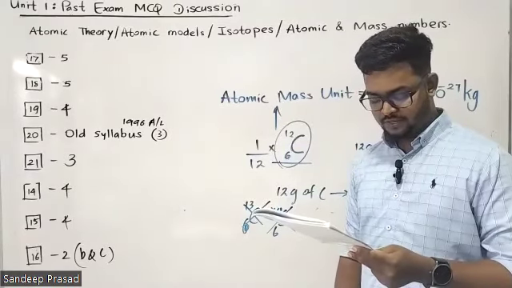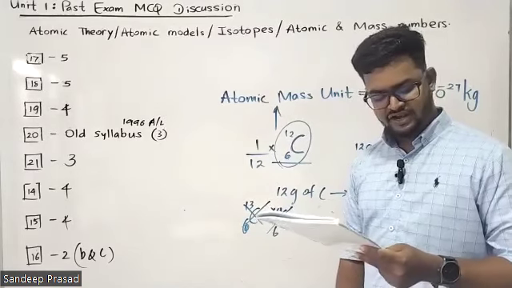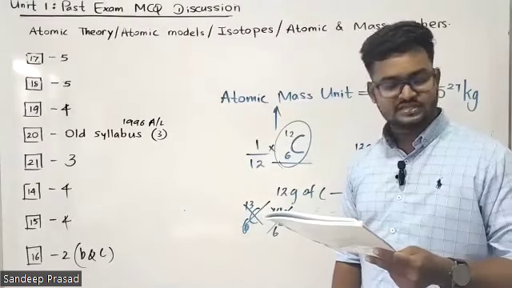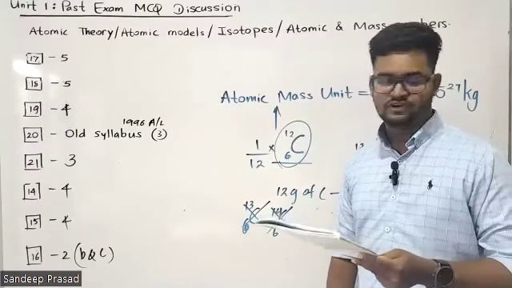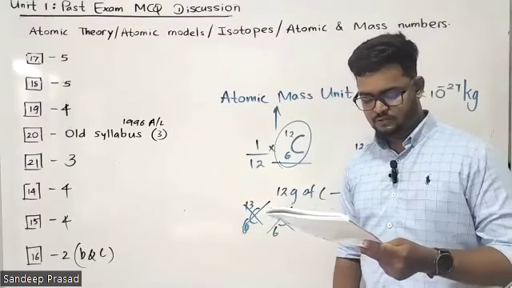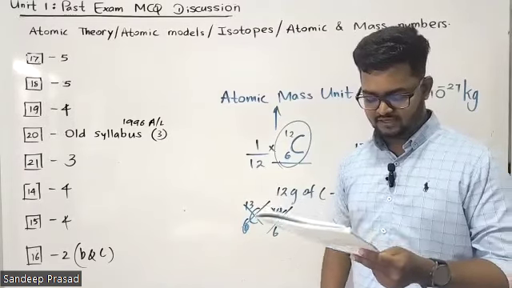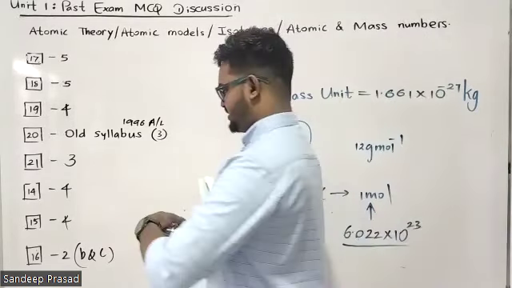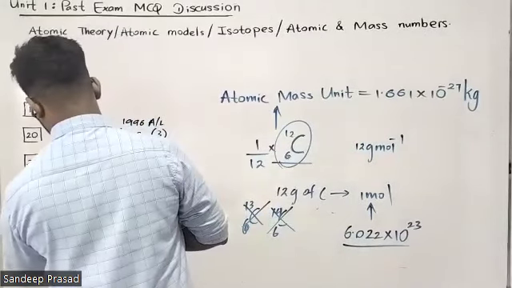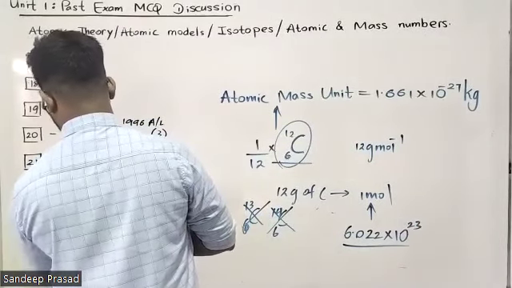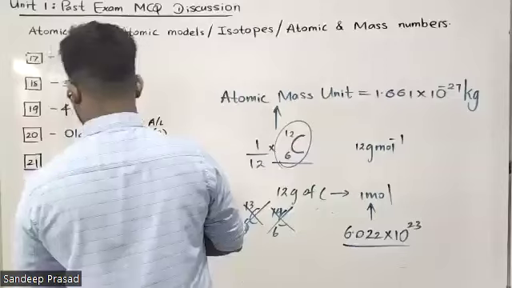Making use of alpha particle scattering. Number 1 and number 5 are the same statement, so both 1 and 5 are correct. You are making use of alpha particle scattering. So for question number 22, the answer is 1 and 5, both correct. Right?